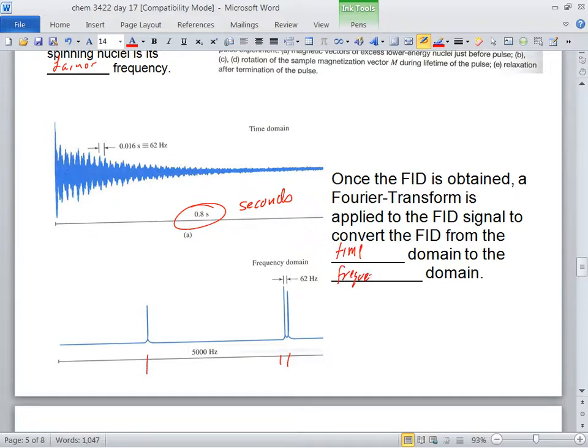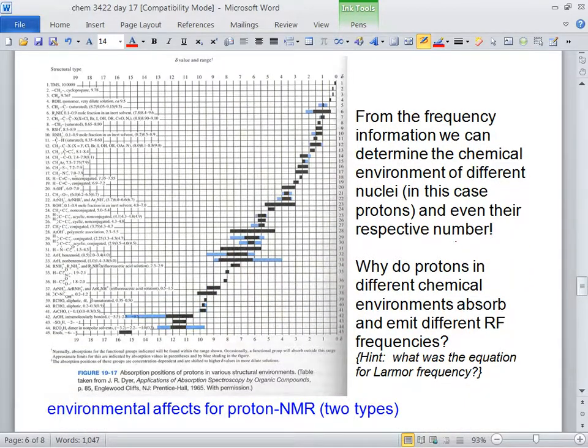And frequency is going to be a big deal, because we're going to see all these little charts, and we're getting ahead of ourselves, but everything's lined with frequency, all the different protons. Oh, here it is right here. From the frequency information, we can determine the chemical environment of different nuclei. So they must not all have the same Larmor frequency, even though they're all protons. We haven't finished the story. Their Larmor frequency must be dependent on what's surrounding them. We're going to see. Okay?